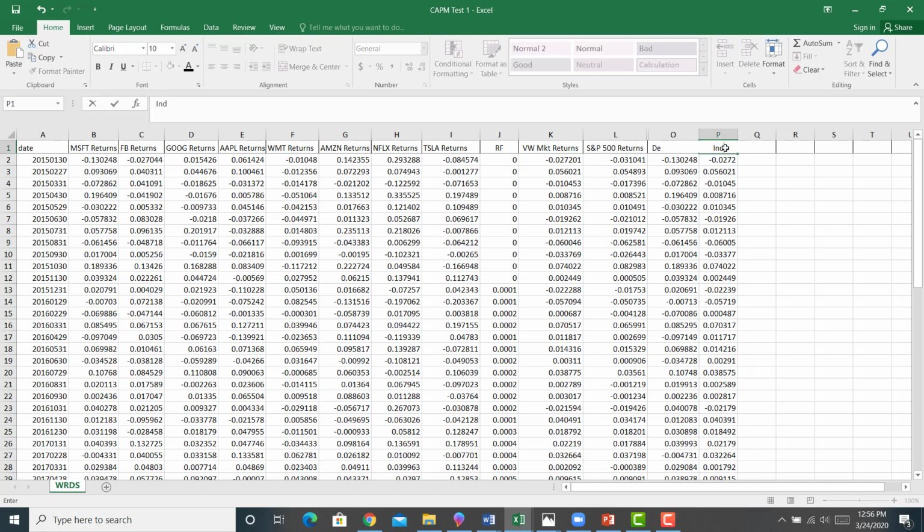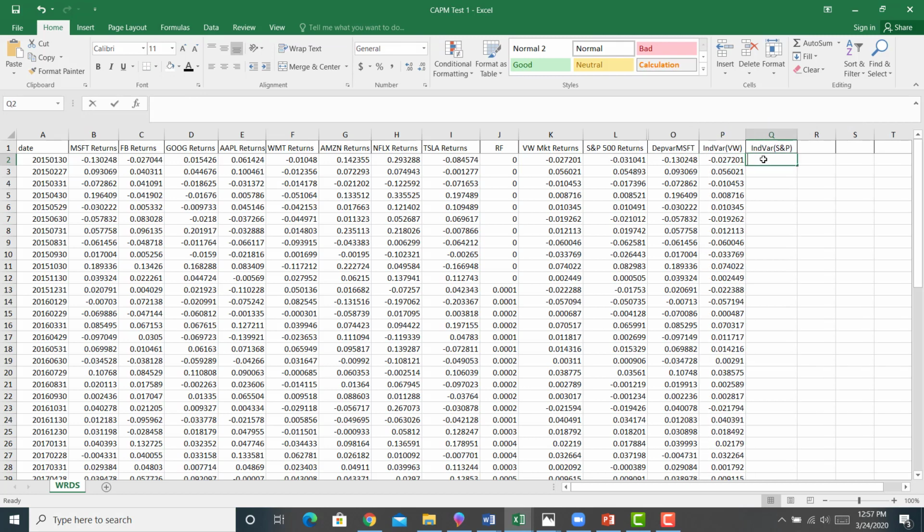Let me just call this the independent variable, and then in parentheses I'm going to put valuated market return, and let me make another column in column Q. Call this the independent variable where I use the S&P. This will be useful, I think. We're going to estimate this for both the valuated market returns and the S&P 500 market returns. In the project, I'm only going to have you estimate it using the valuated returns, and you'll see why in just a second.